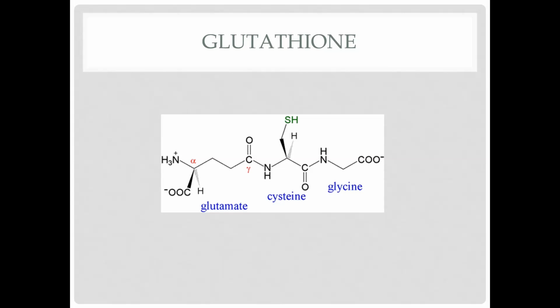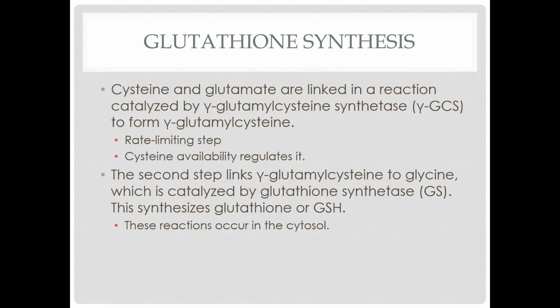This peptide is not made on a ribosome. It's made one amino acid at a time. So they're linked, first of all, by the combination of cysteine and glutamate. That's an ATP requiring reaction. This enzyme is gamma glutamyl cysteine synthetase that forms the gamma glutamyl cysteine. This is the rate limiting step in glutathione synthesis.